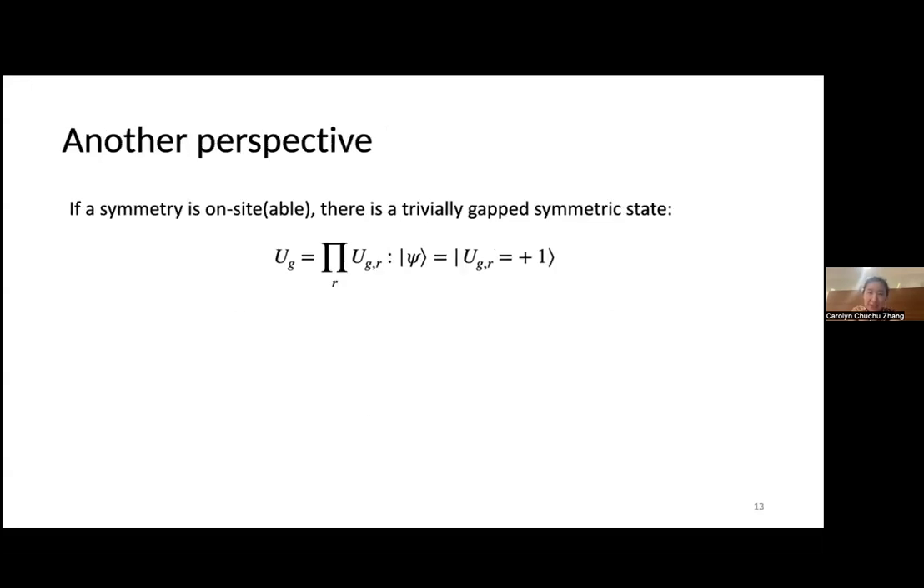Okay, so another perspective on the result that we had is that if a symmetry is onsiteable, we know that there exists a trivially gapped symmetric state. Because if this was just onsite, a product of onsite operators, then you can write down a product state that's symmetric under this symmetry. This product state is just a state where each of these U_g's is equal to +1. So for example, if this was a product over sigma x operators, then this is just the all plus state. So if a symmetry is onsiteable, there's definitely a trivially gapped symmetric state.